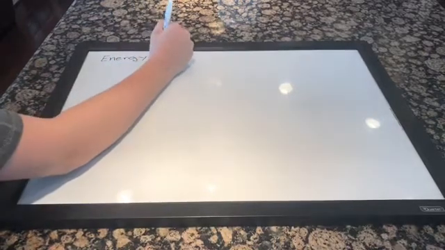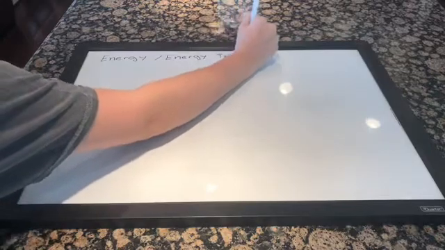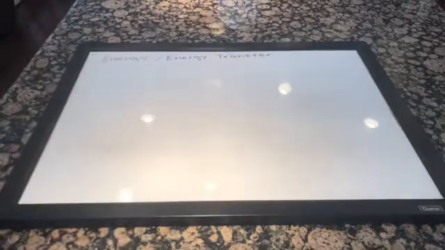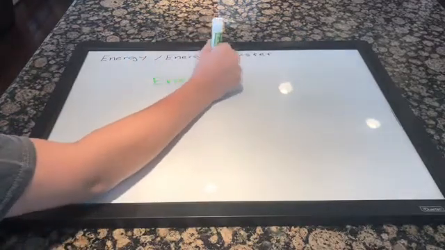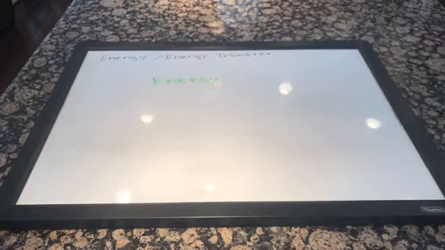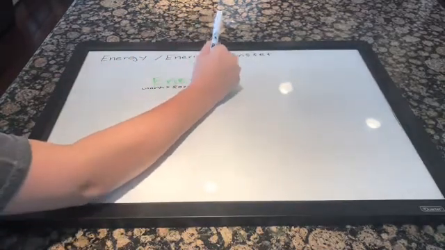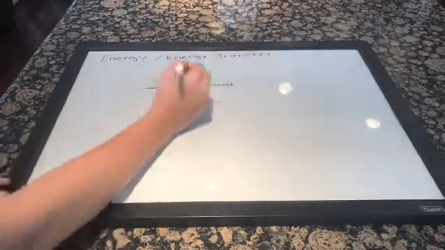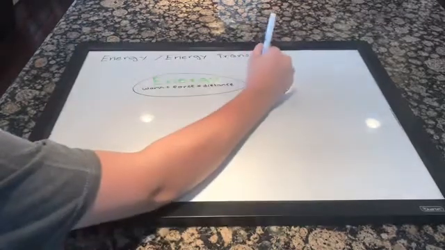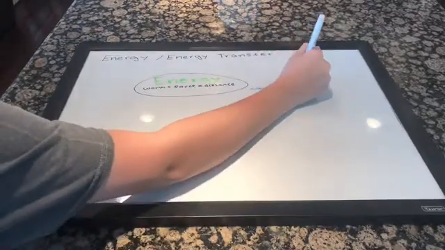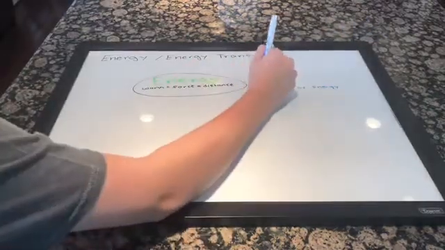The next concept we'll be talking about is energy and energy transfer. So what is energy? Energy is the ability to do work. Work means force times distance. Well, what is the conservation of energy? This just means that energy can neither be created, nor can energy be destroyed.